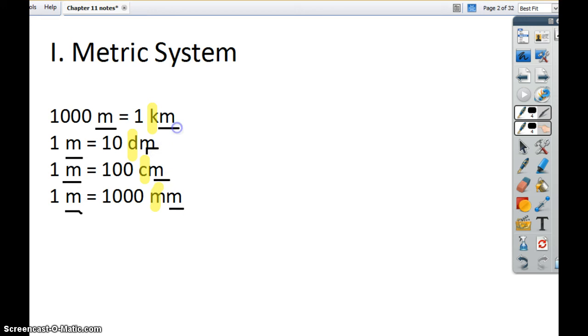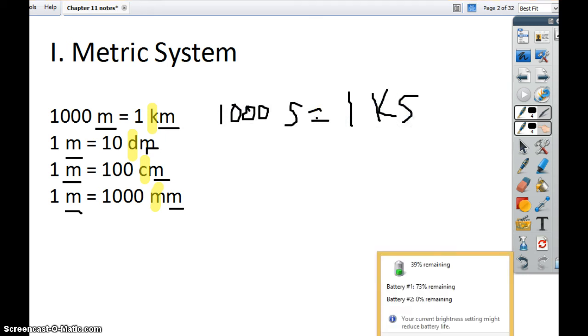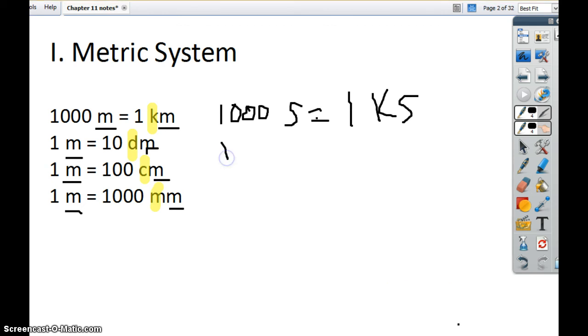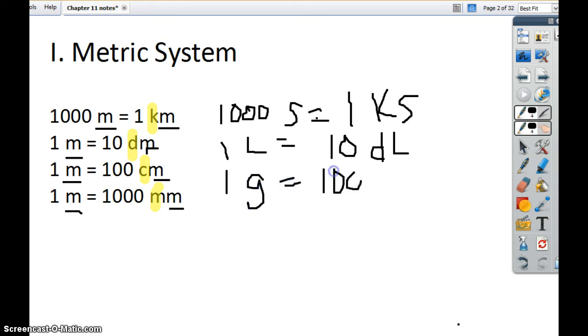So if we were working with seconds, you could say 1,000 seconds is equal to 1 kilosecond. Or if we're working with liters, you could say 1 liter is equal to 10 deciliters. Or if we're working with grams, you could say 1 gram is equal to 100 centigrams. So the base unit can change, and that goes for the bottom one as well, but with the millis.